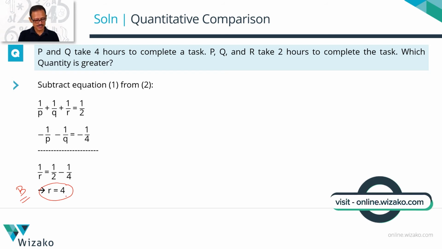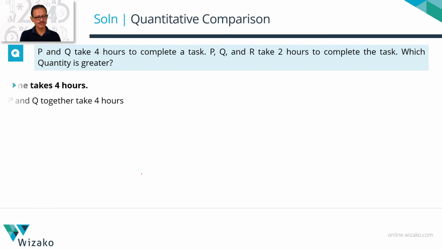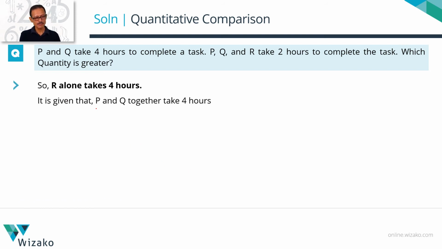Right? This is available after solving these two equations. What does this equation actually mean? This equation actually means that P and Q working together take 4 hours to complete the task. Solving the equation, we realize that R alone takes 4 hours to complete the task. One person takes 4 hours. Two people together take 4 hours, which essentially means that each one, P and Q, if you let them work alone, they're going to take more than 4 hours each individually. Because if two people work together, it should take lesser time. That's the idea behind work time.